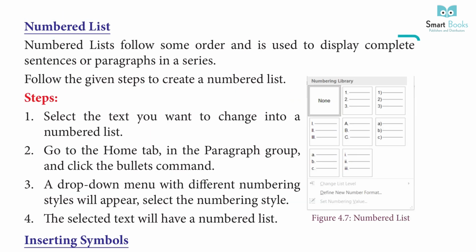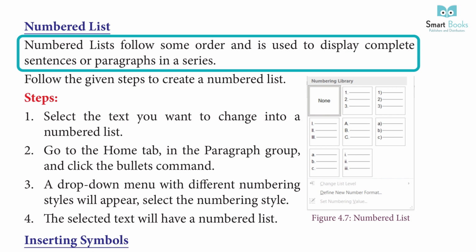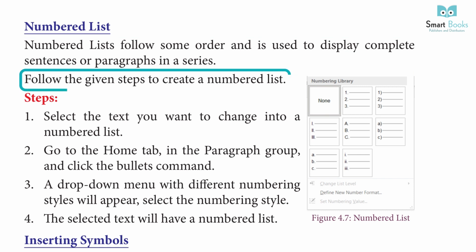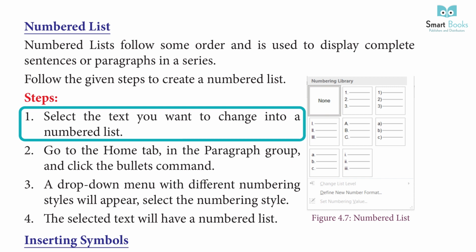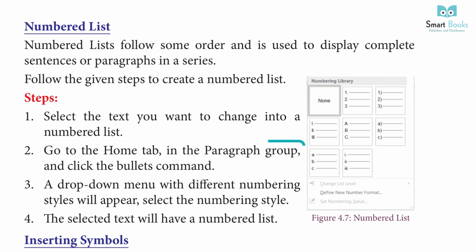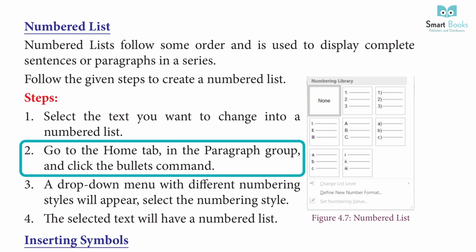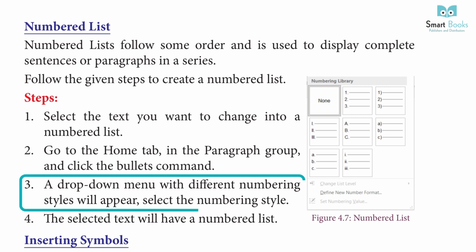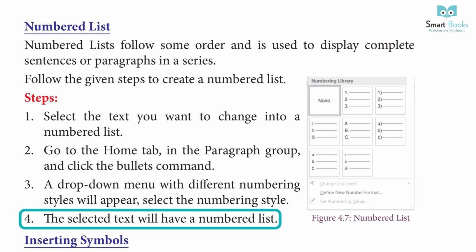Numbered list. Numbered list follows some order and is used to display complete sentences or paragraphs in a series. Follow the given steps to create a numbered list. Steps. 1. Select the text you want to change into a numbered list. 2. Go to the Home tab in the paragraph group and click the bullets command. 3. A drop-down menu with different numbering styles will appear. 4. Select the numbering style. The selected text will have a numbered list.